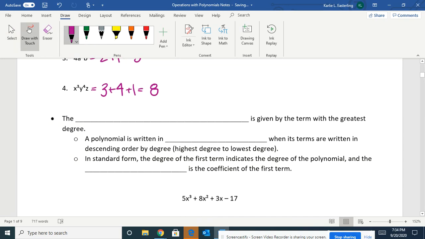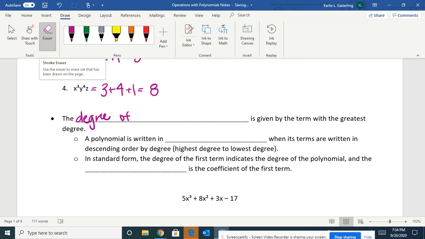All right, then we got some more definitions down here, and the degree of the polynomial.